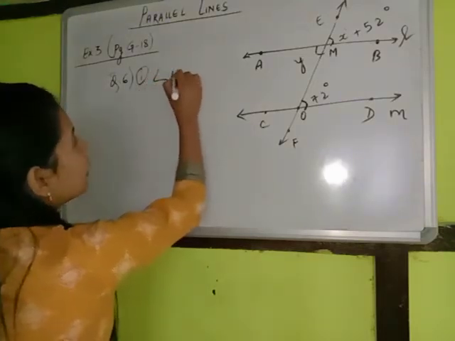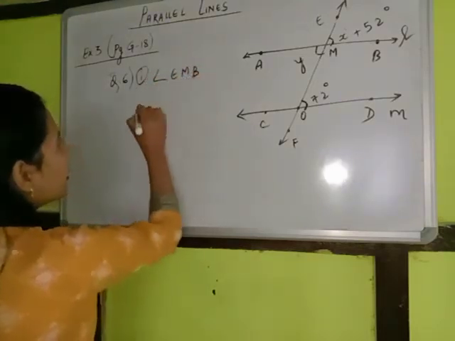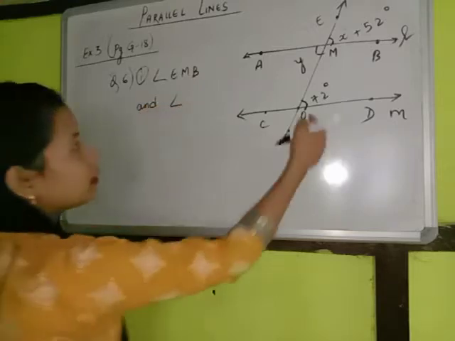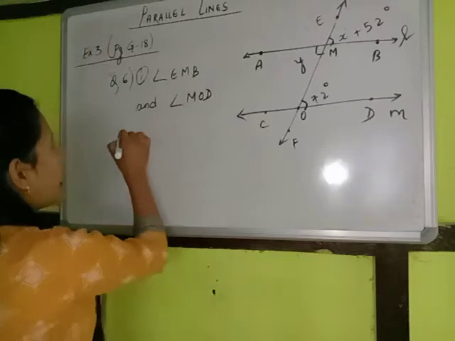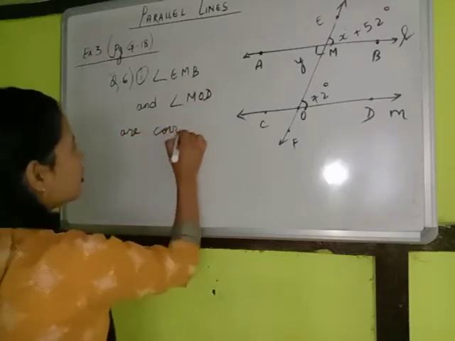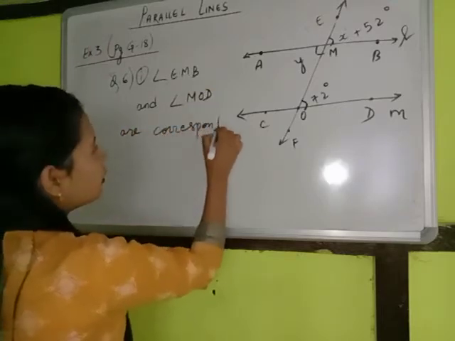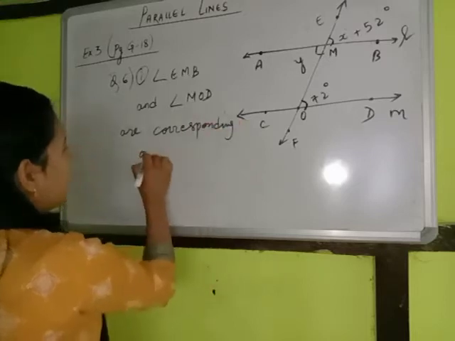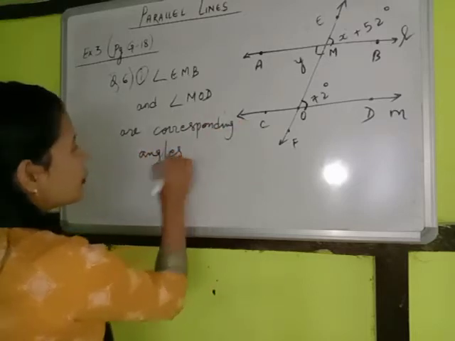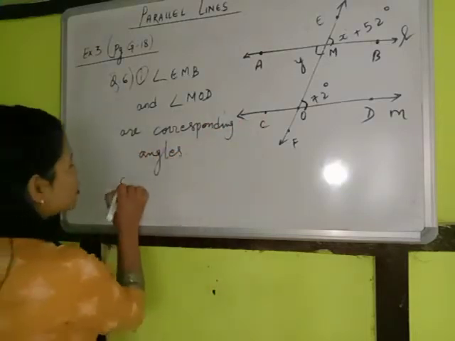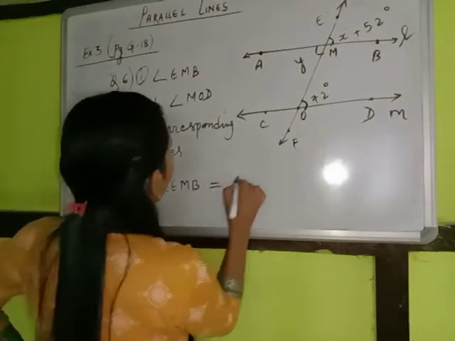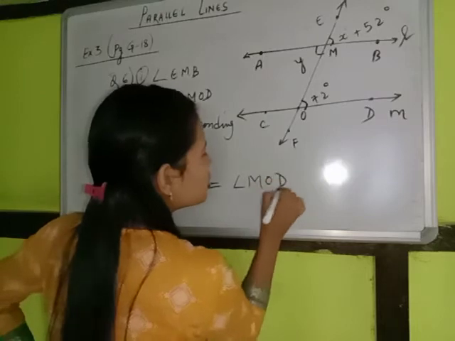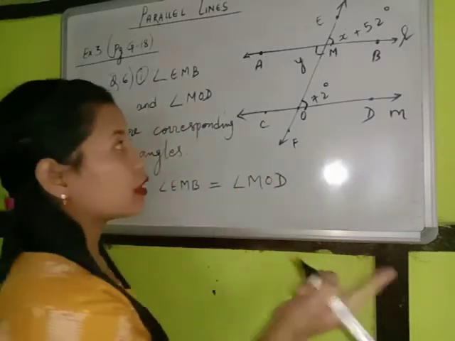Angle EMB and angle MOD are corresponding angles, right? So, these two are corresponding angles. So, angle EMB will be equal to angle MOD because the measurement of corresponding angles is equal.